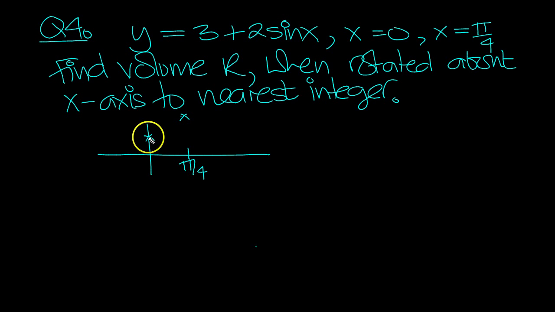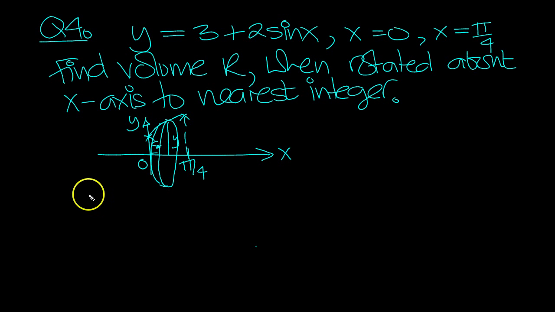So it's going to be looking like that, say. It's just a sketch to get an idea. Now we're going to generate this volume around the x-axis. So there's our volume that's generated. This is a slice here of delta x. The radius is y high. So we want to sum these disks up, don't we?